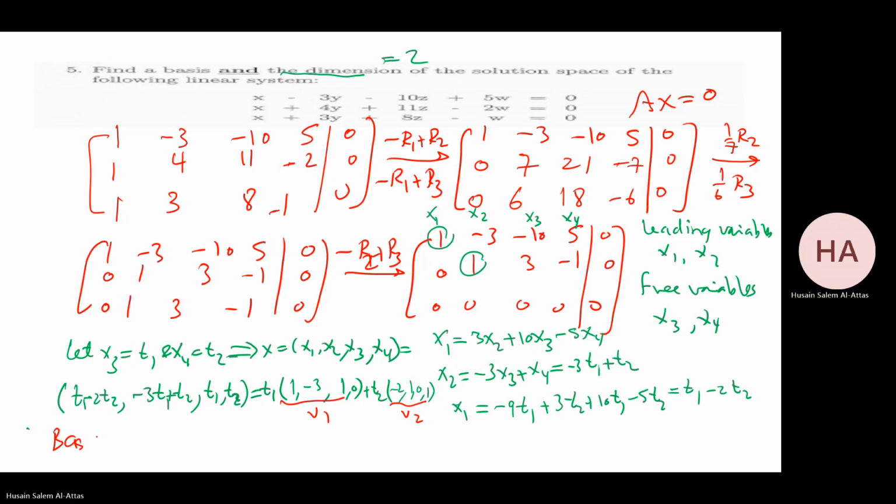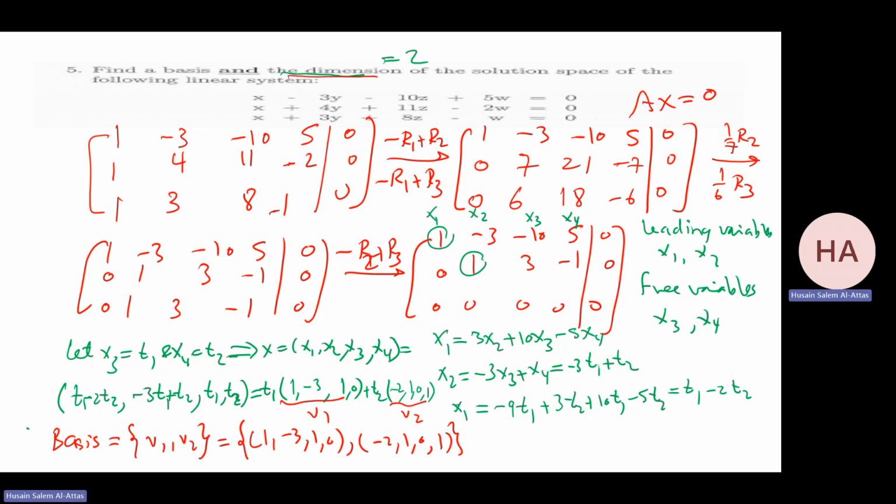The basis will be v1, v2, which is (1, -3, 1, 0) and (-2, 1, 0, 1). Okay. And the dimension is 2. Dimension is 2, very clear.